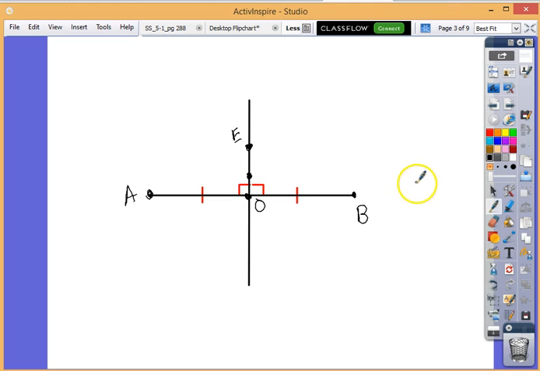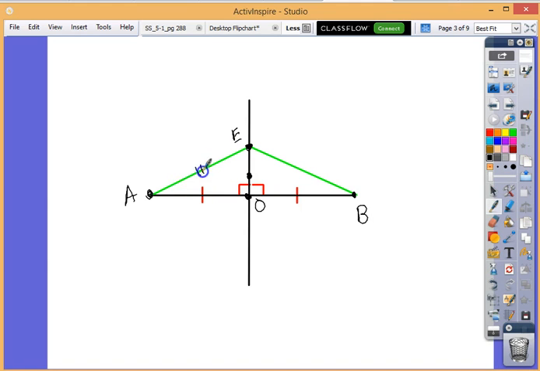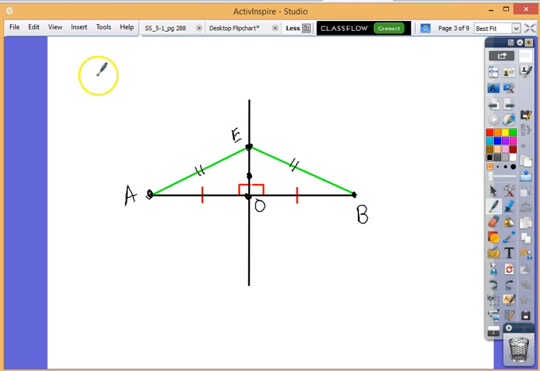All right. So we've got point E. Now point E lies on the perpendicular bisector of AB. So I know that point E is actually going to be equidistant from the endpoints of that line. It's going to be equidistant from A, and it's going to be equidistant from B. Okay? So that means that that is congruent to that. And the reason is because of the perpendicular bisector theorem. So I could say in this particular situation, AE is congruent to EB by the perpendicular bisector theorem.